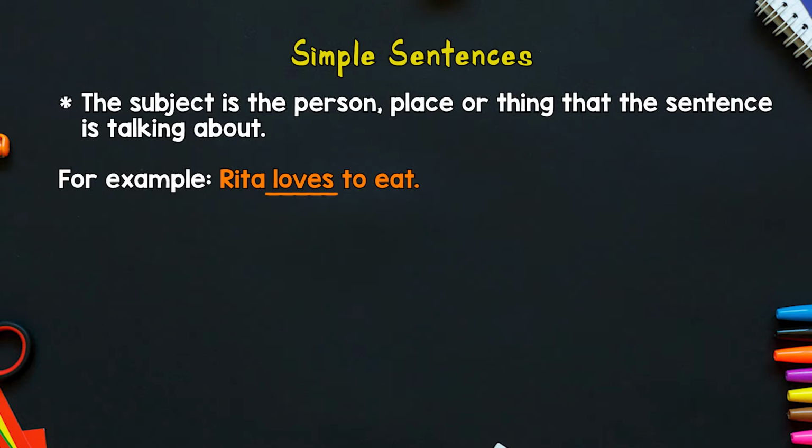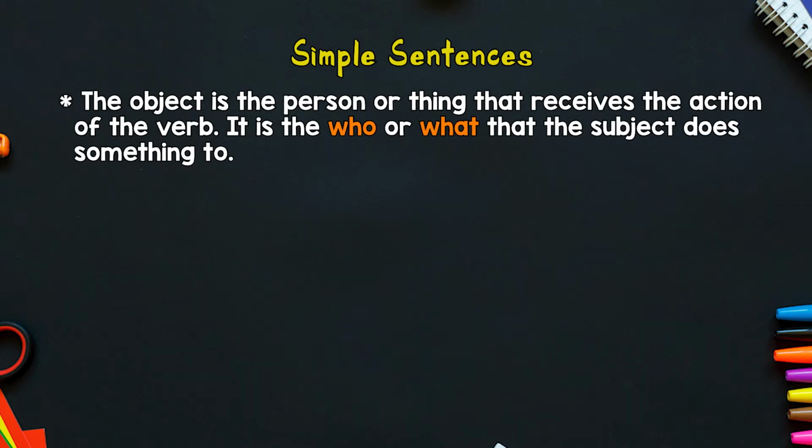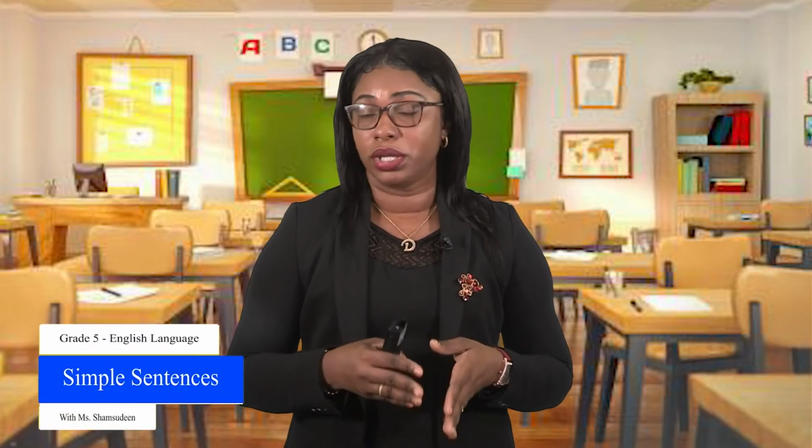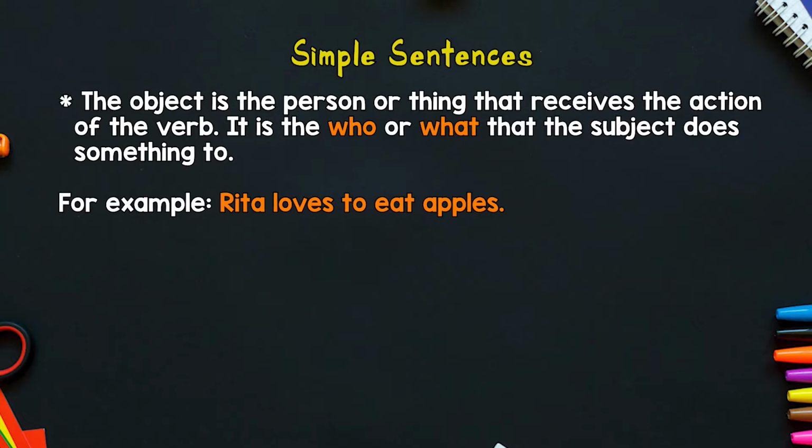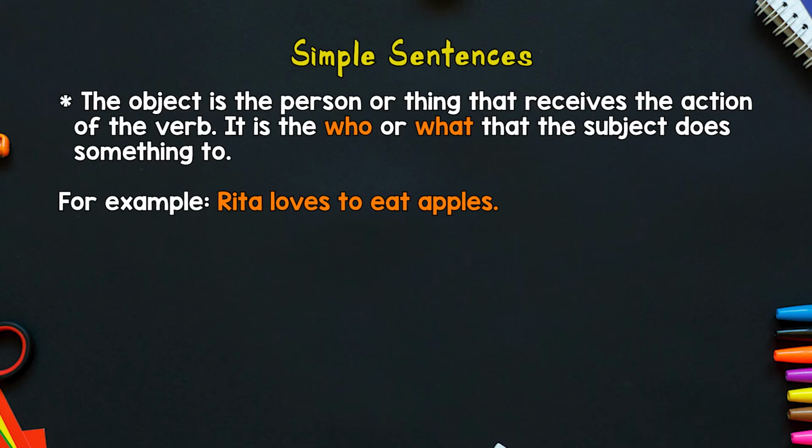Rita loves to eat. Then we have the object being the person or thing that receives the action of the verb. So not in all sentences will you find an object, but you can add an object. Like in this example, Rita loves to eat apples. So what is the object in that sentence? Apples. Rita loves to eat apples. We have our subject being Rita, and we see she loves to eat apples.